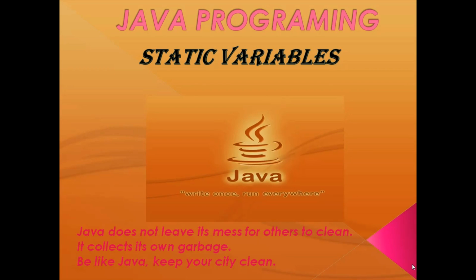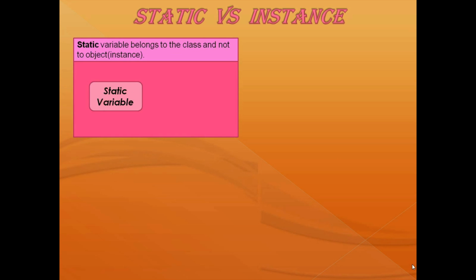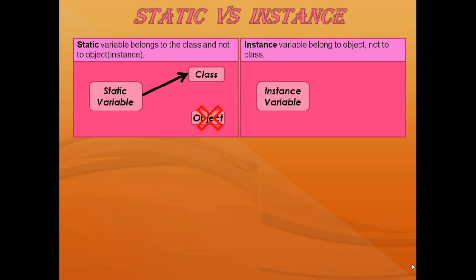In this video, I am going to talk about static variables in Java. So, why do we need static variables and why are they different from instance variables? A static variable is a variable which belongs to the class, not to the object. But an instance variable belongs to the object, not to the class.